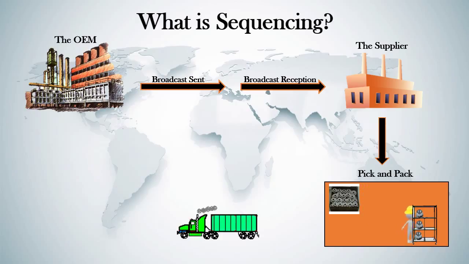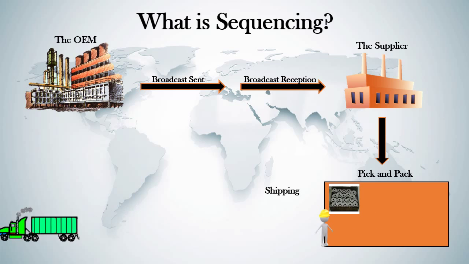Once the parts are loaded correctly into the rack, the supplier will load the racks onto the trailer in sequential order to ensure accurate, just-in-time shipping to the assembly plant.